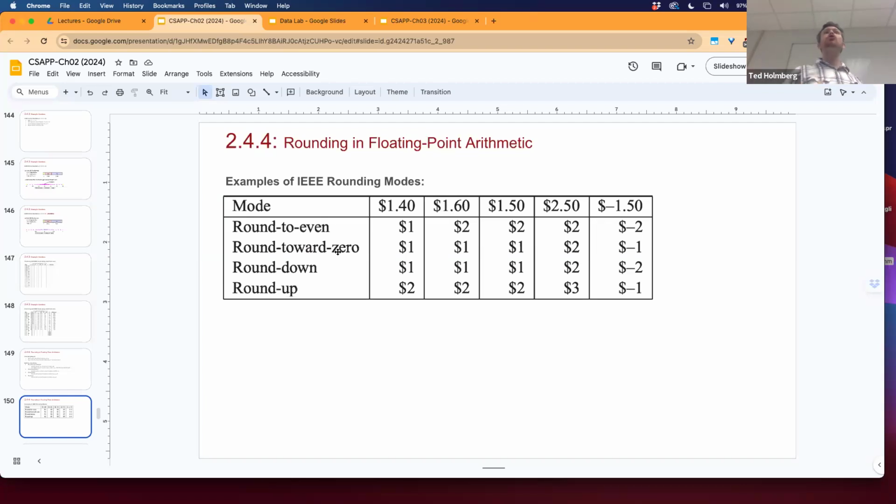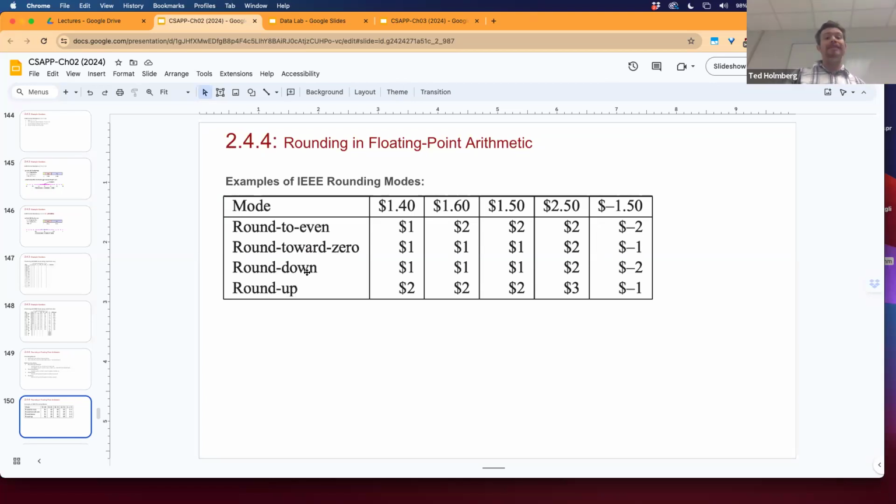Let's talk about round towards 0. Here at 1.5, we're going to round towards 0. We're trying to go in the direction of 0, so we'll round that down to 1. 1.6, we're going to round that down to 1. 1.5, we're going to round that down to 1. 2.5, we're going to round that to 2. And then minus 1.5, we're going to round that to minus 1 because we're going in the opposite direction.